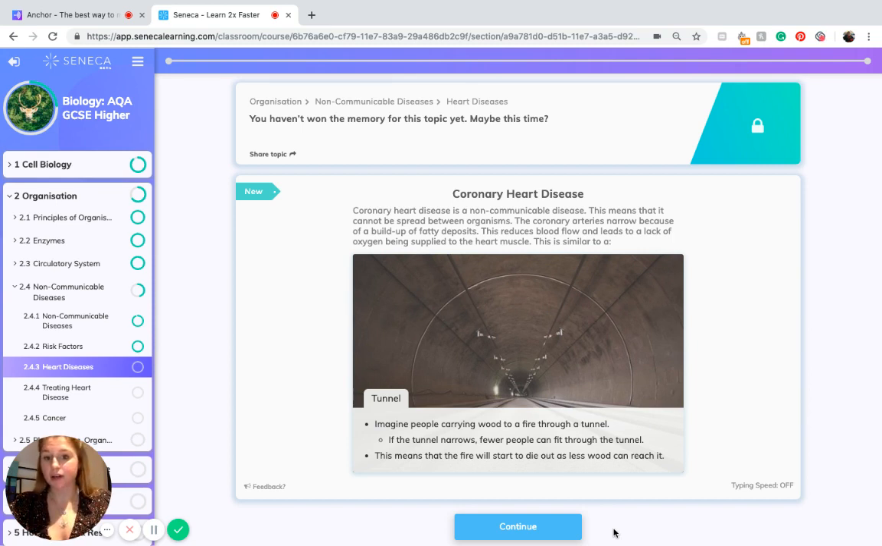This is similar to a tunnel. Imagine people carrying wood to a fire through a tunnel, and if the tunnel narrows, fewer people can fit through the tunnel. This means that the fire will start to die out as less wood can reach it.